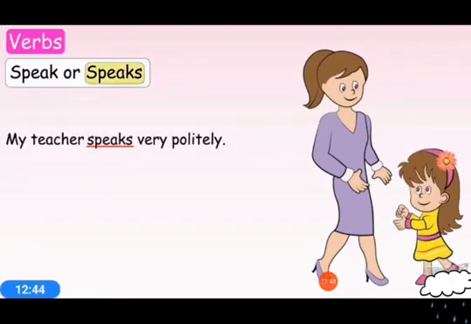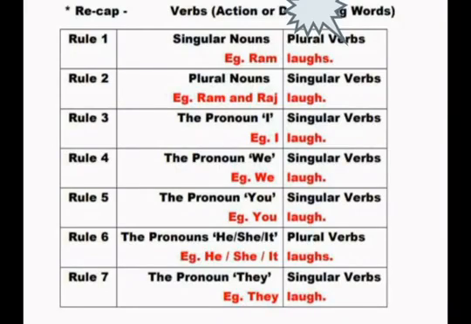Children, I hope you have understood the use of the correct form of the verbs. Let's have a quick recap of what we have learned. Verbs are action words. If the subject is a singular noun, the verb ends with s. For example, Ram laughs. But if the subject is a plural noun, then the verb ends without s. For example, Ram and Raj laugh.